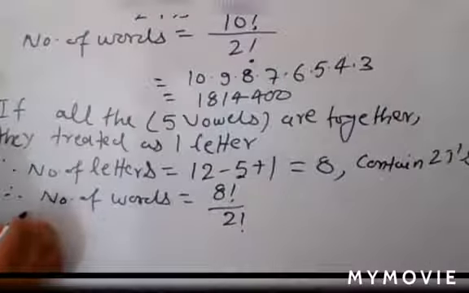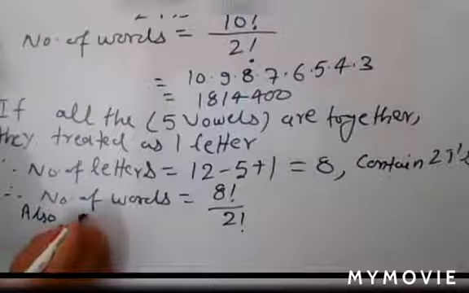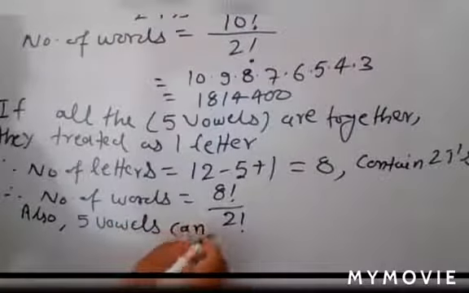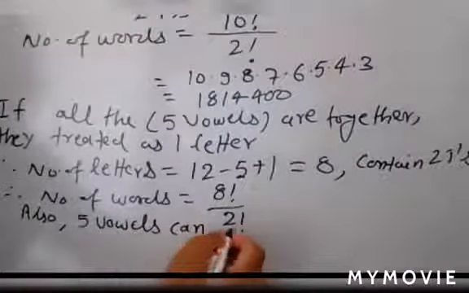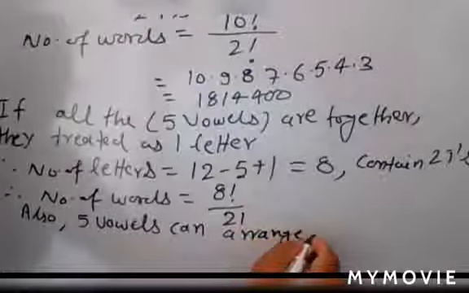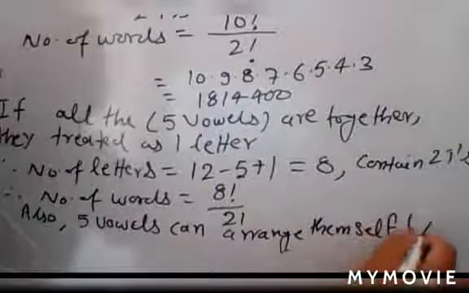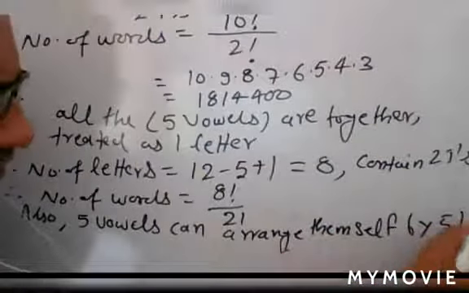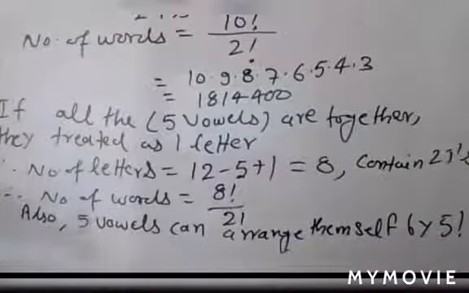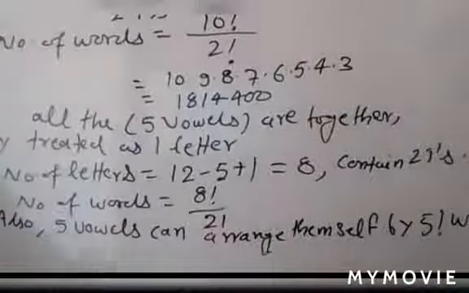So you write also: 5 vowels can also arrange themselves by factorial 5 ways. For the different vowels and their positions, you have different letters, different words.